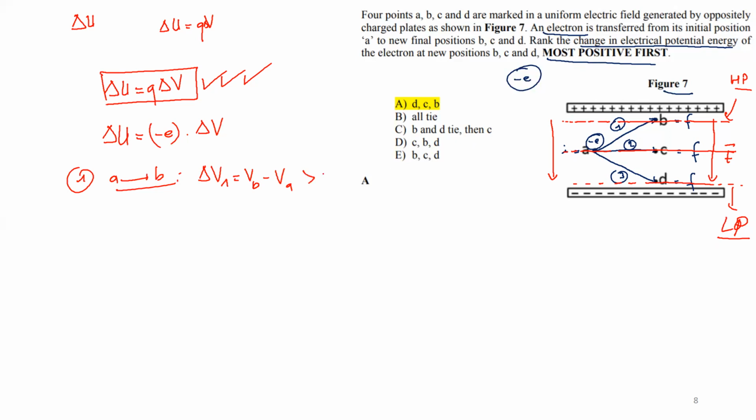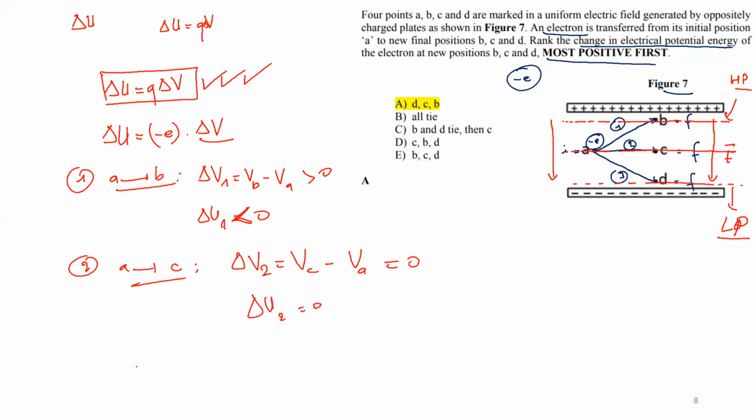It's positive, because VB is a higher potential than VA. So this is positive. That means that your delta U1 will be negative, because it's minus E multiplied by a positive number. So delta U1 is negative. 2, I go from A to C. What is my delta V2, which is basically VC minus VA? Of course, 0, because A and C are on the same equipotential line. So my delta U2 is 0.